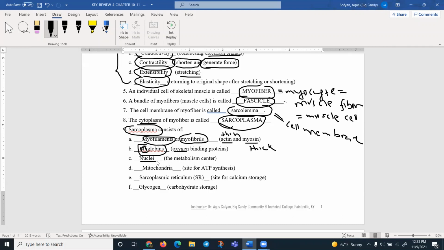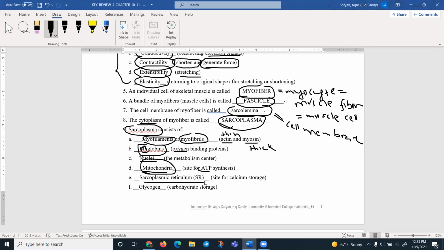Right? Nucleus, yes, this is the control center of the cell. Skeletal muscle has more than one nucleus per cell. Mitochondria, this is the organelle that produces ATP. Most muscle cells have more mitochondria compared to other types of cells, especially the cardiac muscle. It has so many mitochondria because remember, heart muscle never stops contracting.